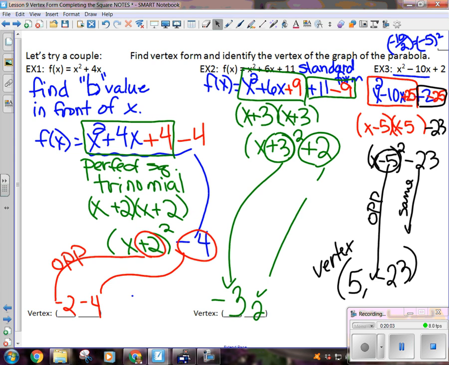Now, any questions? Let me ask you something one more time. Why did I plus 4 and subtract 4? Because I halved it and squared it and got 4. And if you add what you need, you have to go to the end and subtract it back away.